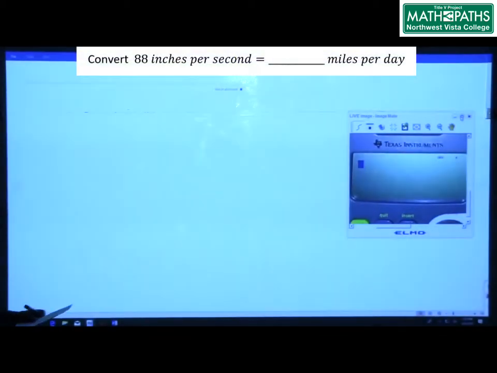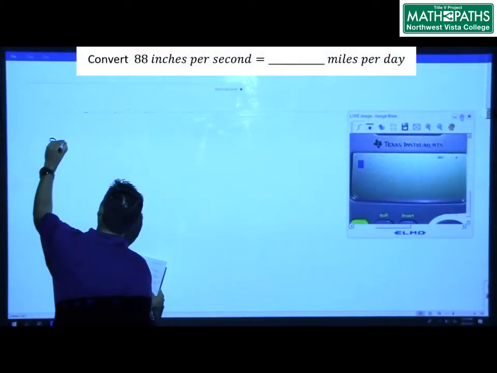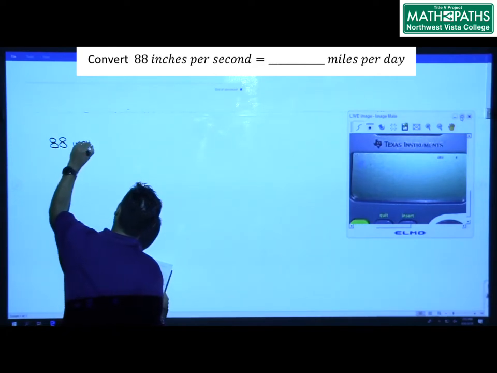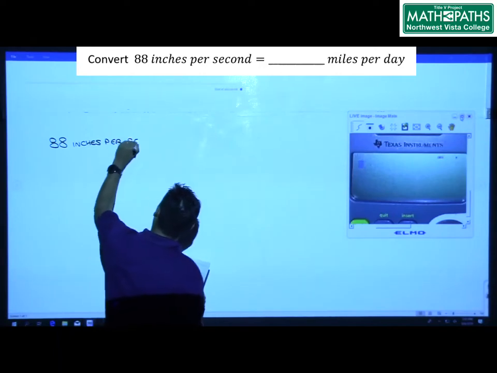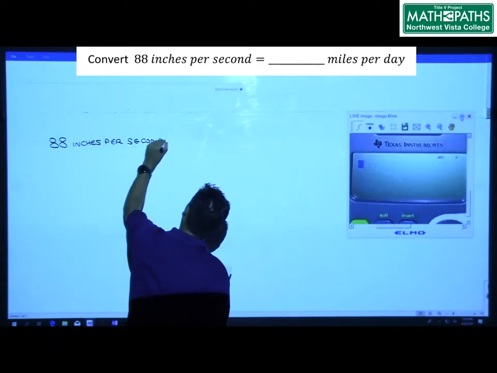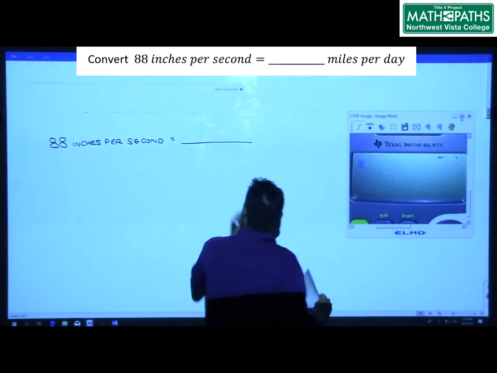Okay, we're going to do another conversion here. We're trying to convert 88 inches per second into miles per day.